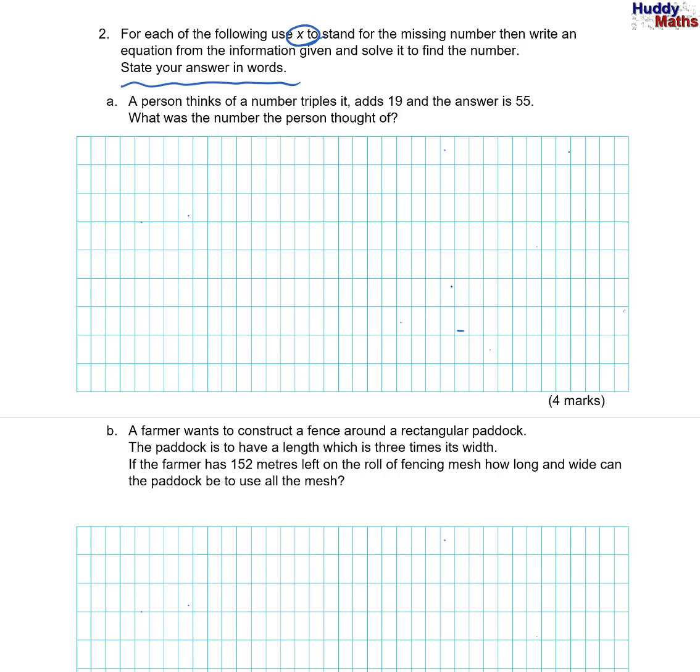Okay, a person thinks of a number, triples it, so underline these things, adds 19, and the answer is 55. So let's have a look at it. Let the number, and you should put this so that you're explaining your solution, let the number be, well, we can have x. Okay, let's have x.